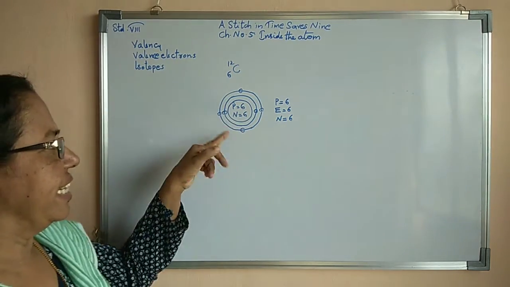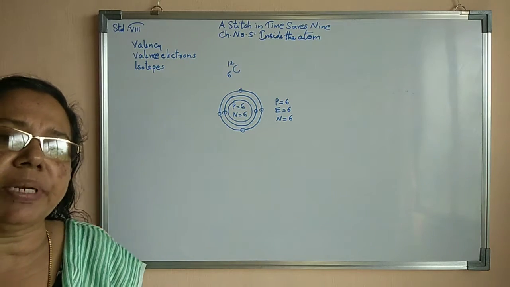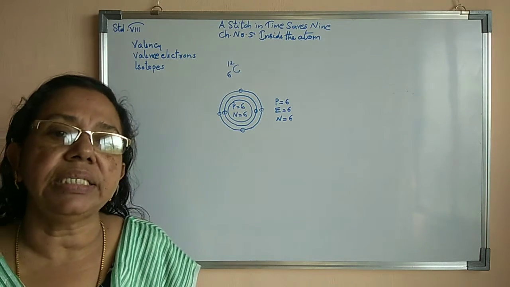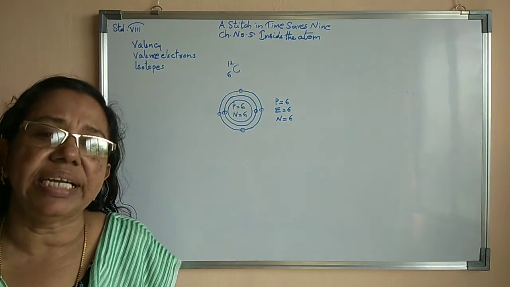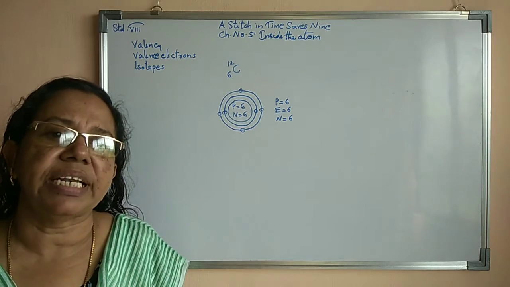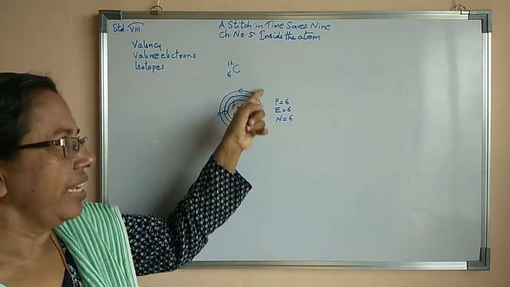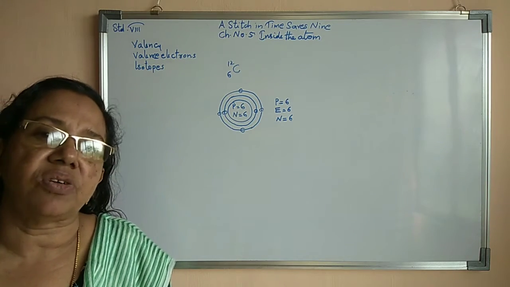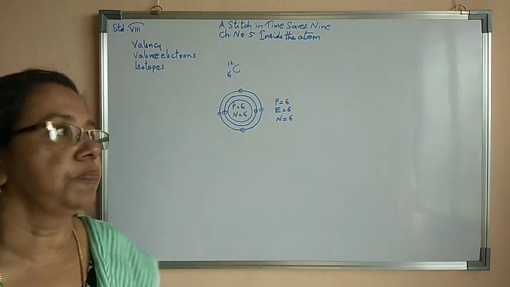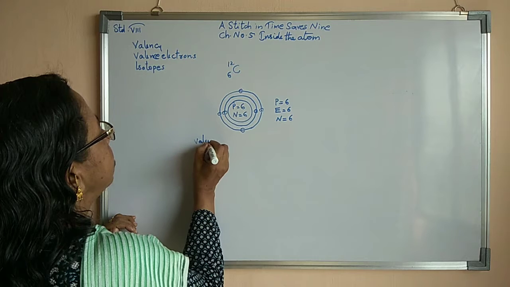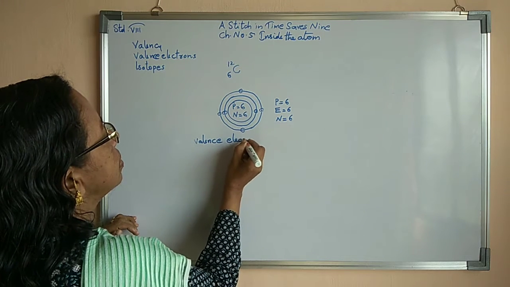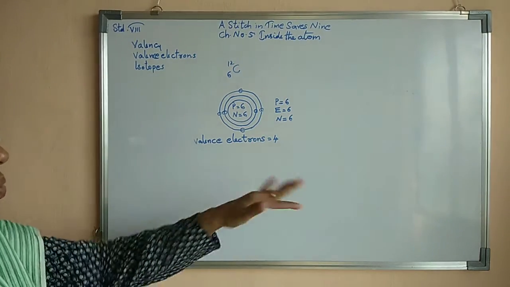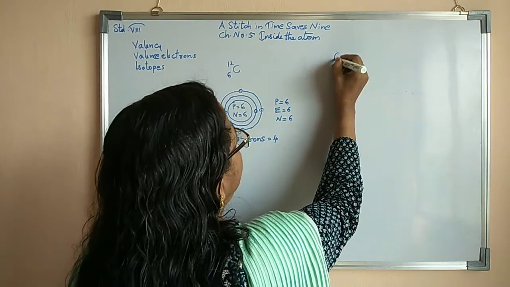Now this is the carbon atom, its outermost orbit has 4 electrons. So the number of valence electrons of carbon is 4. Valence electron means the number of electrons present in the outermost orbit. In this case 4 electrons are present in the outermost orbit. So we can say that the valence electrons of carbon is equal to 4.